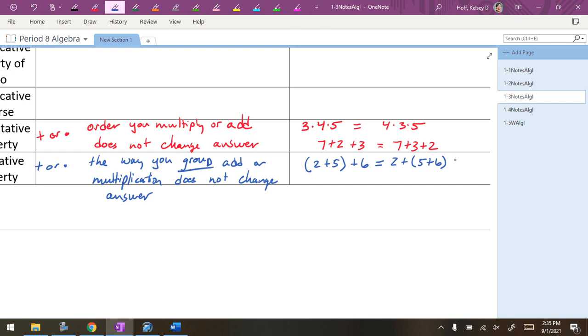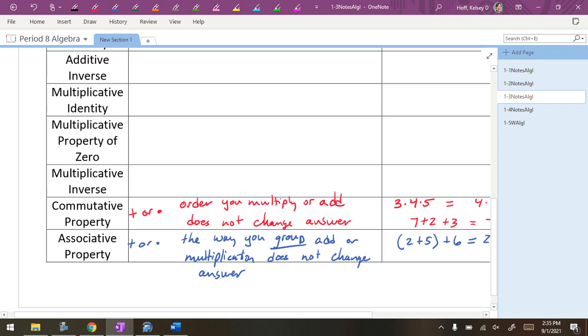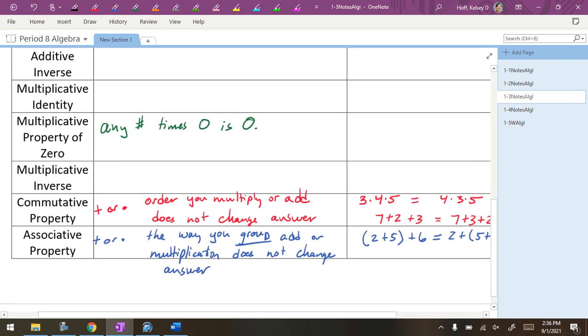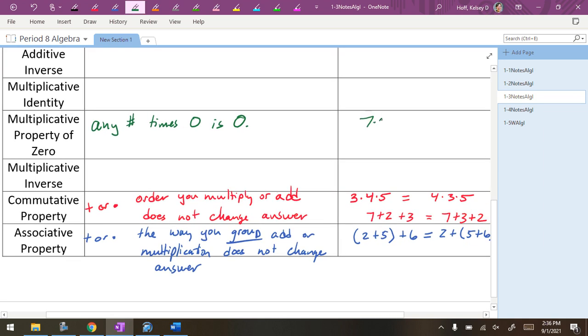Maddox. Is the multiplication property of 0 that a number can be multiplied by 0 to get 0? That is 100% right. The multiplicative property of 0 is any number times 0 is 0. Seven times 0 is 0. X times 0 is 0. Number or variable times 0 is 0.